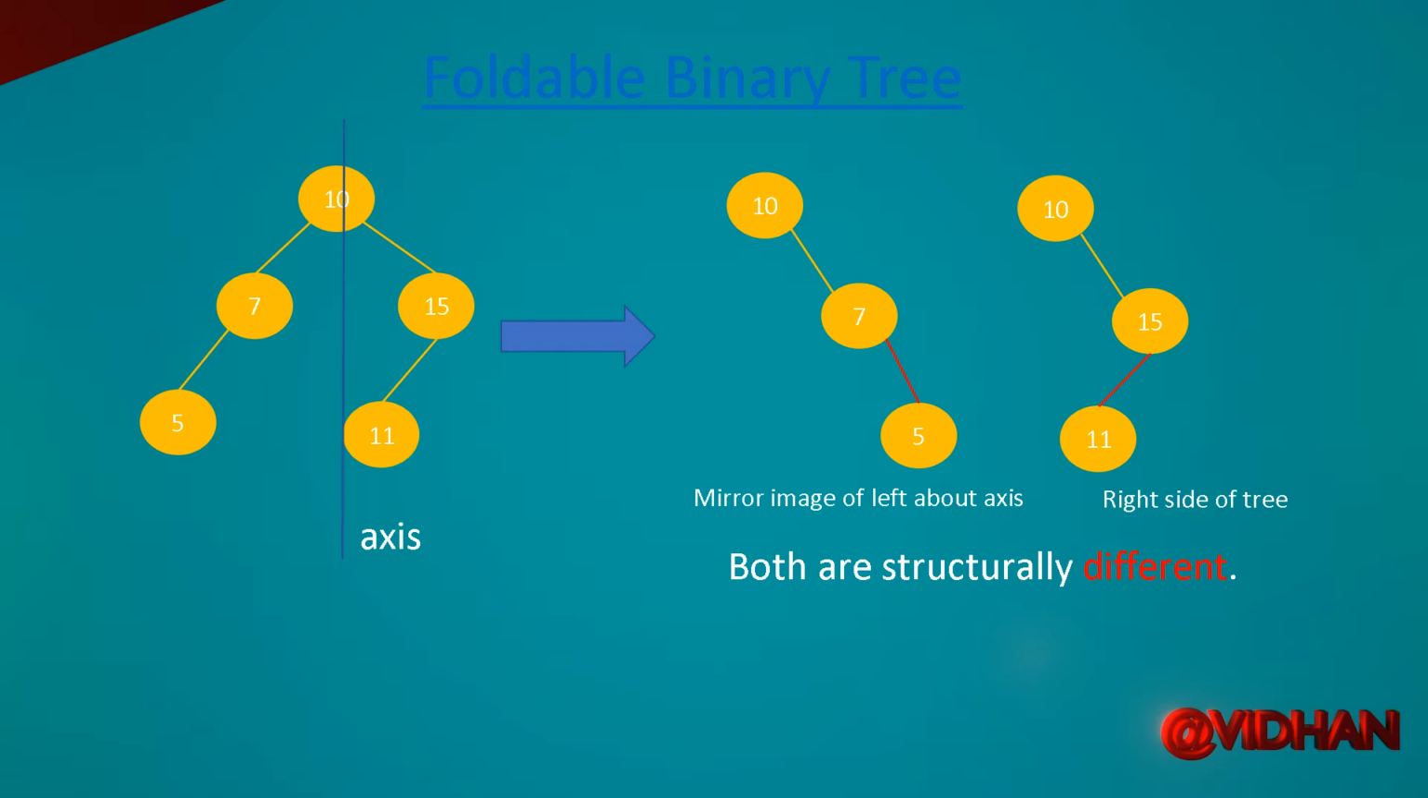Now we will compare the node with value 7 and the node with value 15. Node 7 has left as null and right as the node with value 5. But node 15 has a left node with value 11, and the right node of 15 is null. So the node with value 7 and the node with value 15 are structurally different.